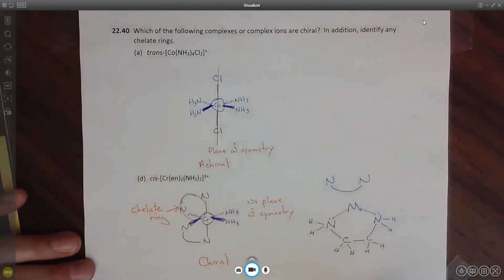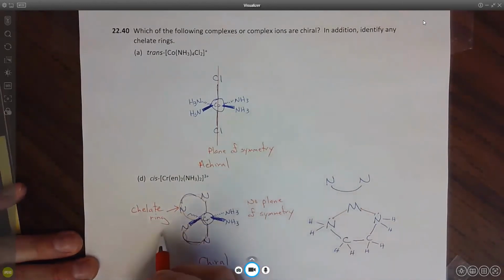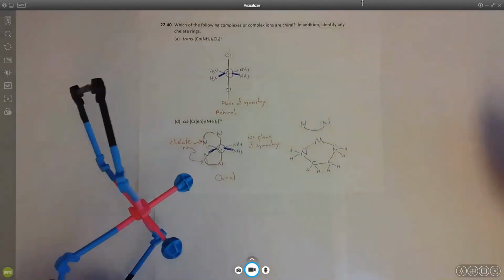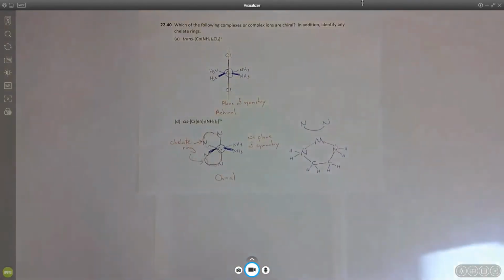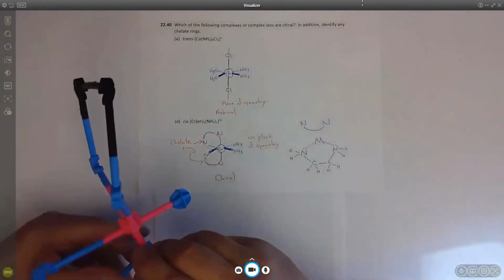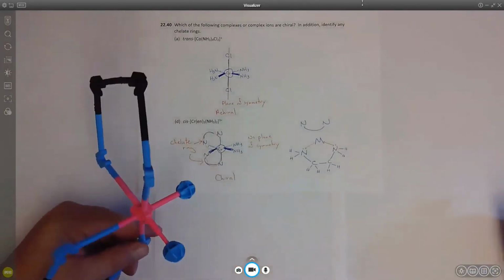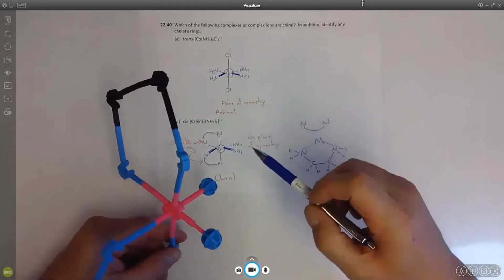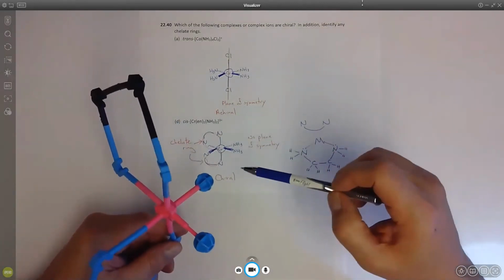So we see it there, but we also see another one here, right? So here's a second chelate ring on this particular complex ion. So we have the structure of this molecule, this complex ion, and we can see that it's octahedral, right?